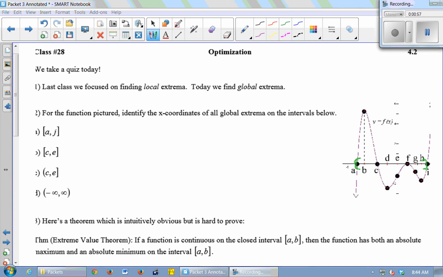Okay, so my highest point then happens at J. So global max at x equals J. And where's my minimum, my lowest point on that whole interval? D. Global min at x equals D.